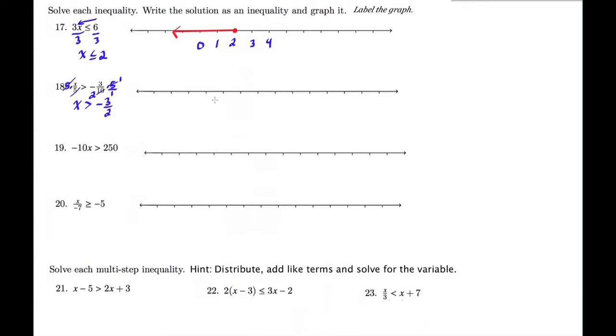So my graph here, negative 3/2 is negative 1.5. I want to write it as a decimal. So here I think I'll do 0, negative 1, negative 2, negative 3. I'll skip every other one to get a half. So I'm at negative 1.5, which would be here. It's an open circle because it doesn't include the value, and it's everything greater.